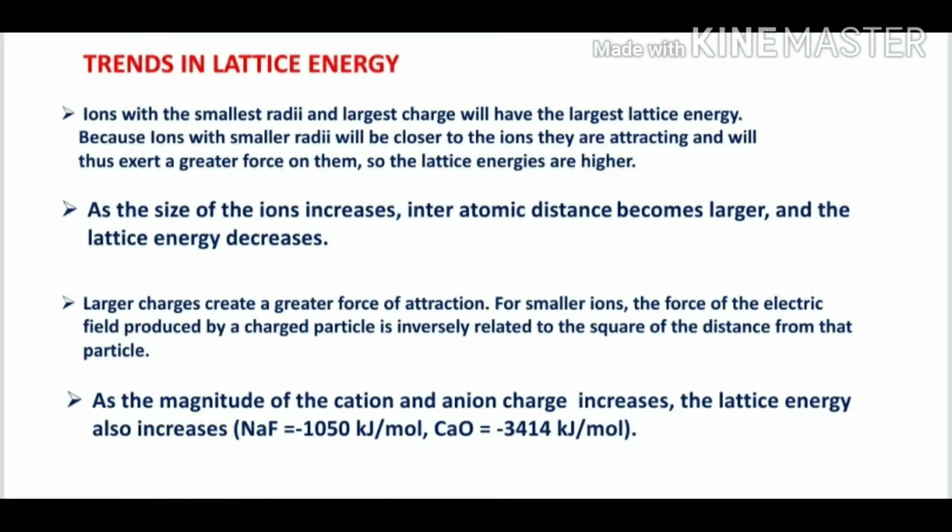For example, as the magnitude of the cation and anion charge increases, the lattice energy also increases. For sodium fluoride, the sodium and fluoride ions have only plus 1 and minus 1 charges, so the lattice energy is minus 1050 kilojoule per mole. For calcium oxide, it is minus 3414 kilojoule per mole, because sodium fluoride has univalent charges, whereas calcium oxide has bivalent charges. So because of the increase in the charges, there is an increase in the lattice energy also.